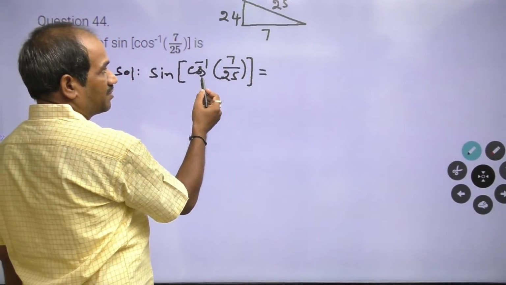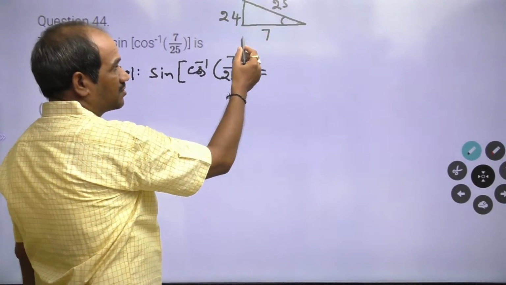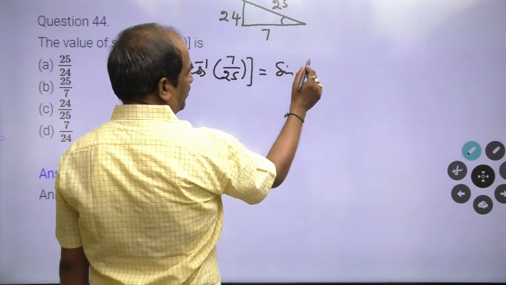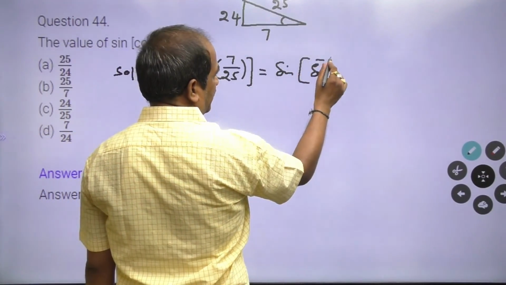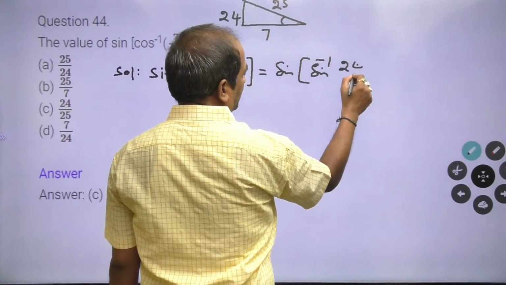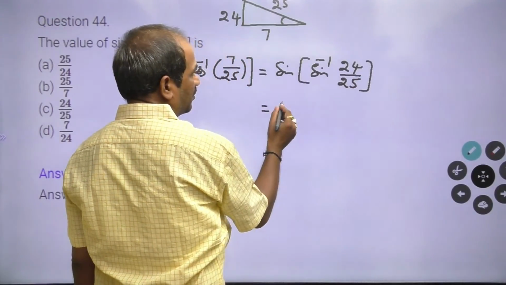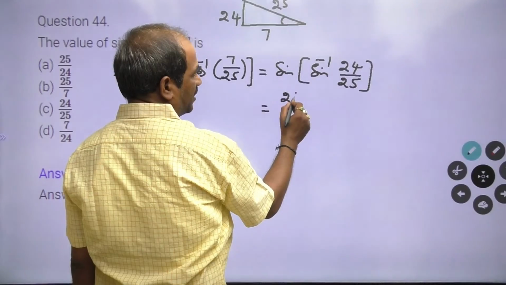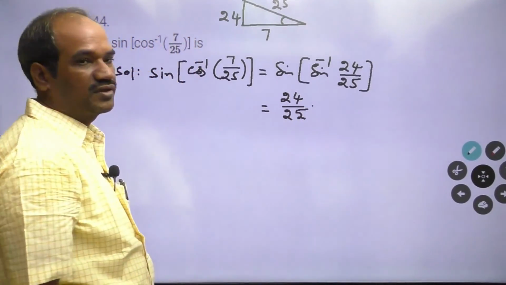Cos inverse x in terms of sine: sine is equal to opposite side by hypotenuse. So that is sine of sine inverse of opposite side by hypotenuse, which is 24/25. Since sine of sine inverse x is x, that is 24/25. This is the answer.